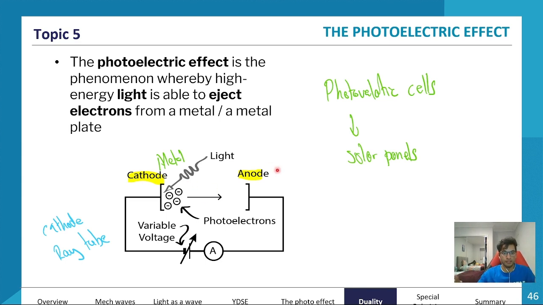The anode and cathode in physics has no connection to the chemistry one, so please don't confuse the two. In this case, in the photoelectric effect, the anode is positive. The reason is that the electrons have to travel from this left side to the right-hand side, and that can only happen if the anode is positive and the cathode is negative. And again, in chem, it will be the other way around. So that's why you don't want to mix up chem and physics.